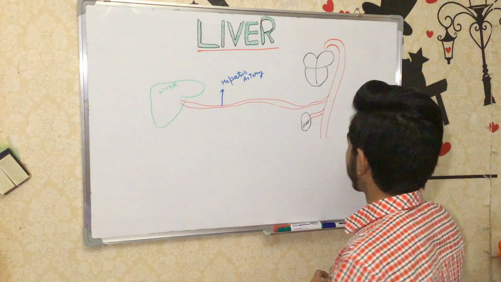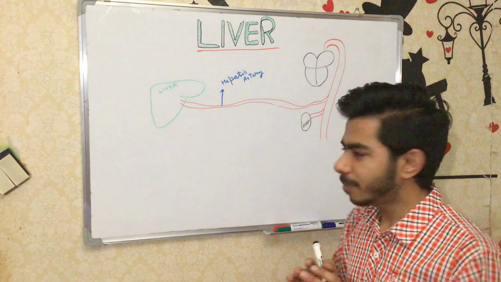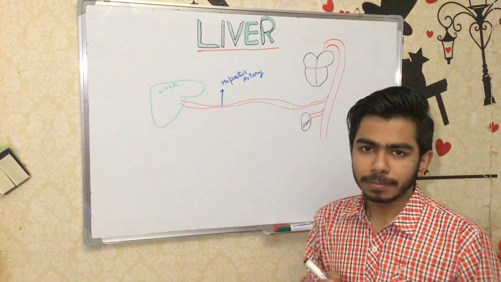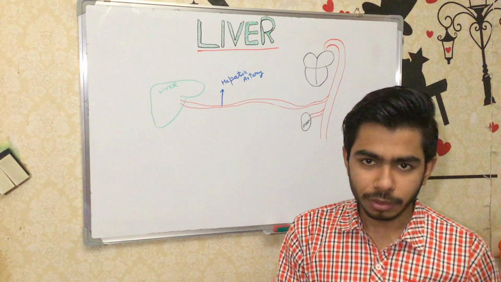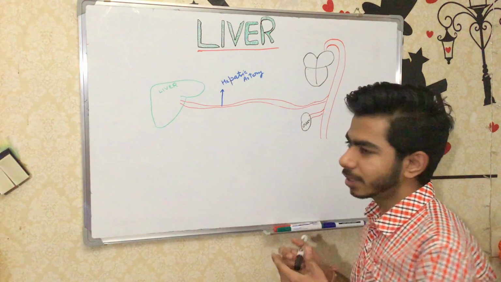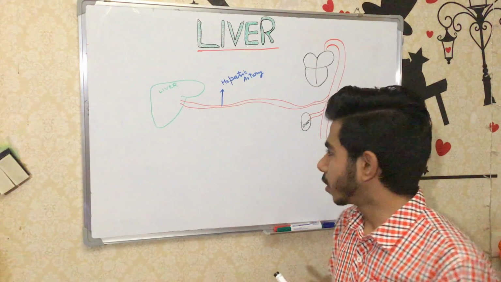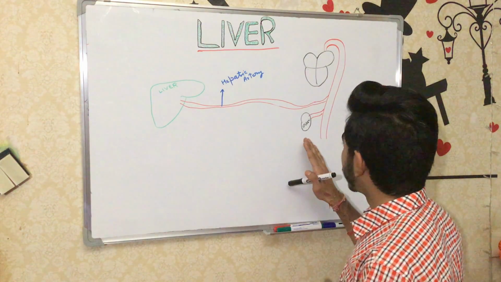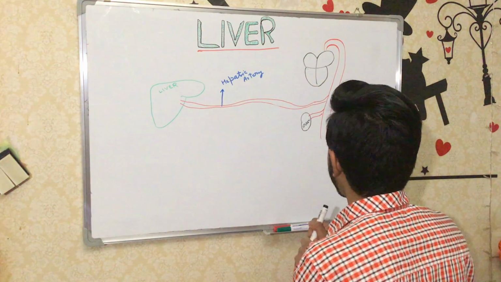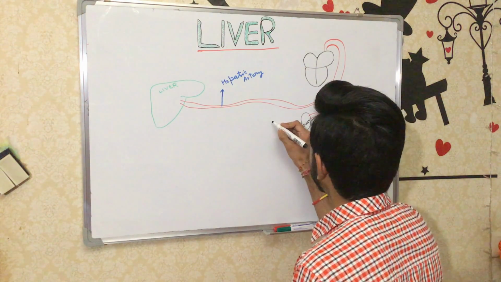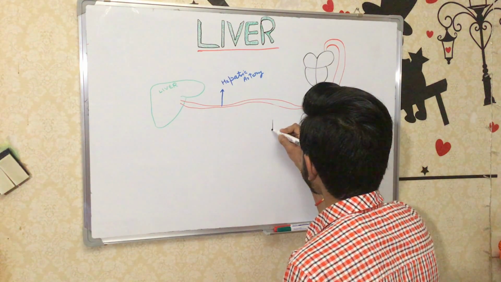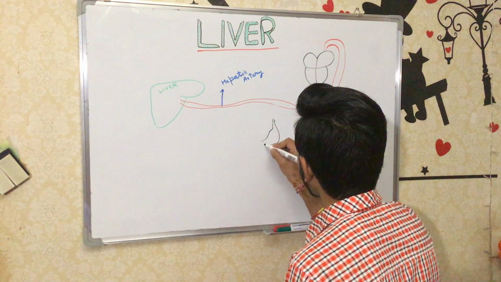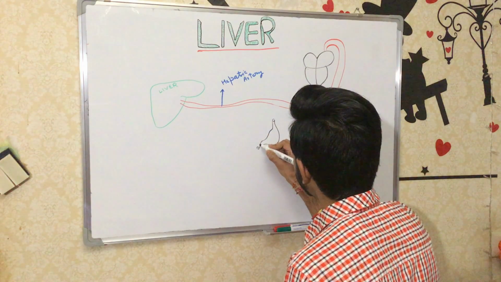So first I am just making the diagram so that you can really understand how the portal vein is making its way into the liver, and how the portal vein is getting the blood from three different organs, that is the spleen, stomach and the intestine. So first of all I have drawn the spleen over here. Now I am drawing the stomach. For example, this is the stomach over here.